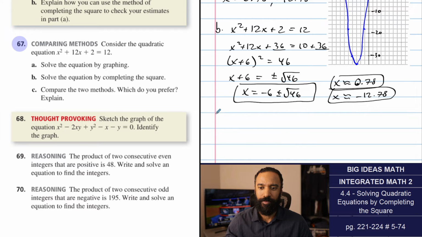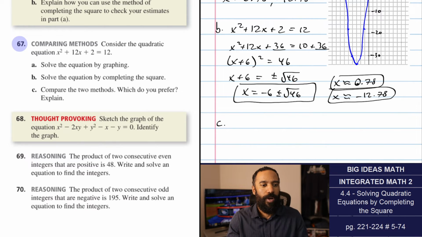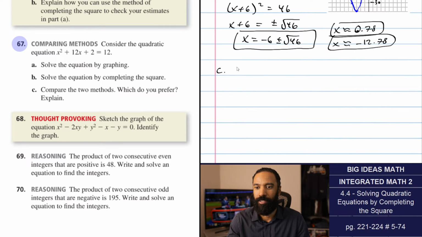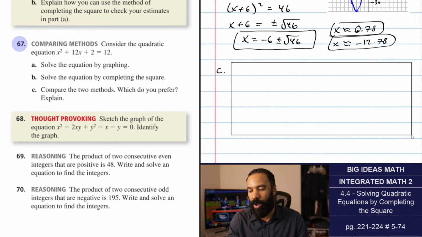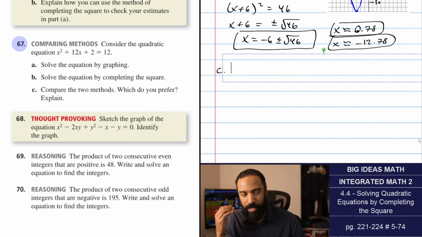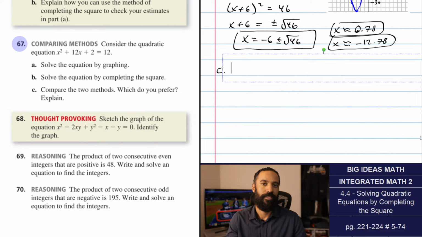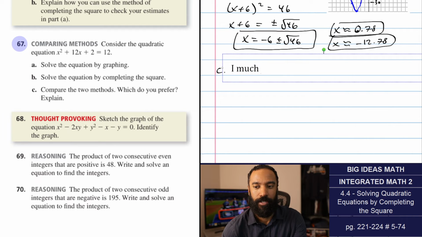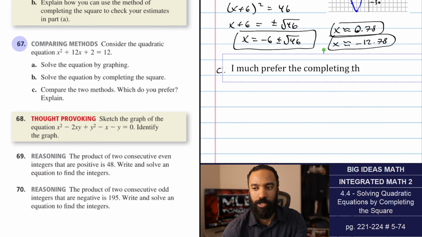Part C. Compare the two methods. Which do you prefer? Explain. Oh, man. The only reason I prefer the solving by graphing thing for any particular problem is understanding what your solution sets mean, and for word problems, sometimes. I much prefer the completing the square method.